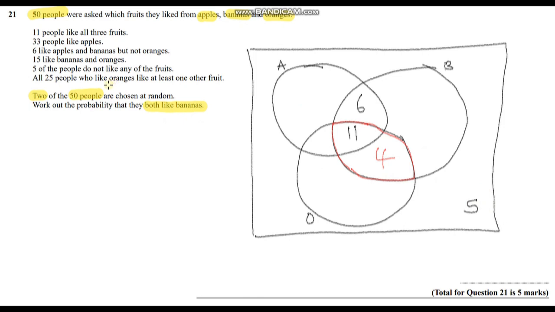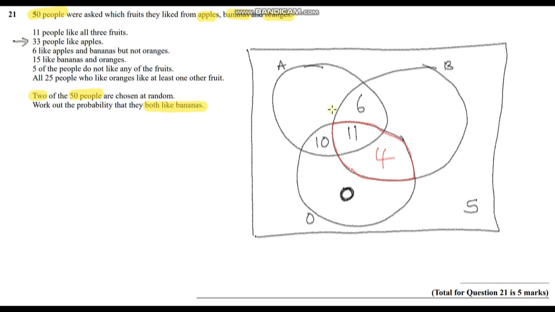And now it says all 25 people who like oranges. So there must be 25 people who like oranges in total. So all 25 people who like oranges like at least one other fruit. So there is nobody who likes only oranges. That's really important. So there's no one who just likes oranges. And we know that these have to add up to 25. So 11 plus 4 is 15. 25 take away 15 is 10. So that equals 10.